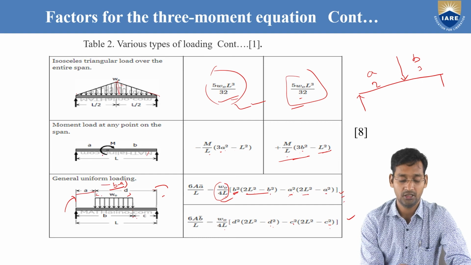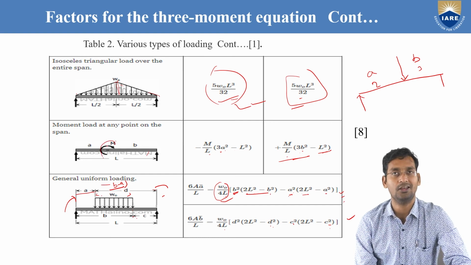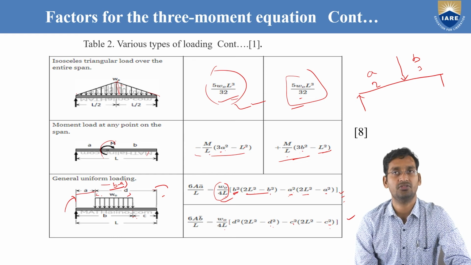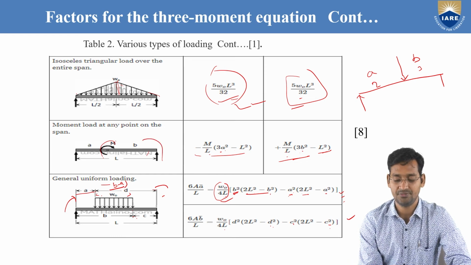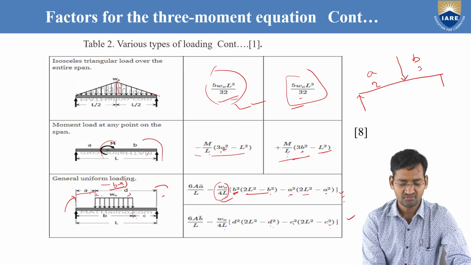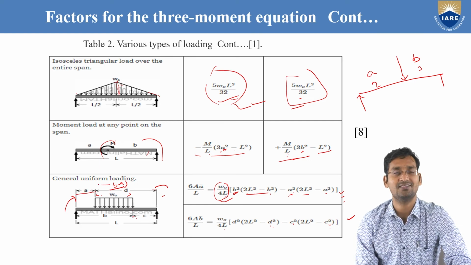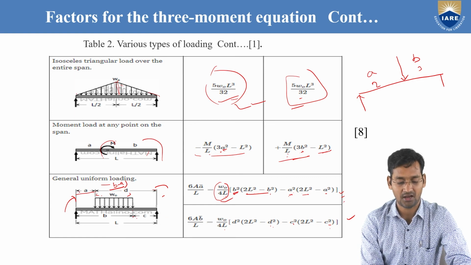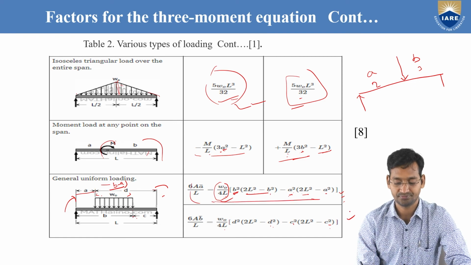If only a moment is there, and from this side it's anti-clockwise, then from the B side it will be clockwise. So for anti-clockwise it is minus M by L, 3A square minus L square. Now taking from the B side, this becomes plus M by L, and this A square will change to B square minus L square. Now from this side at a distance A it starts, and it gets over at a distance B. From this side at a distance C it starts and at a distance D it gets over. For that, this is the formula, right?